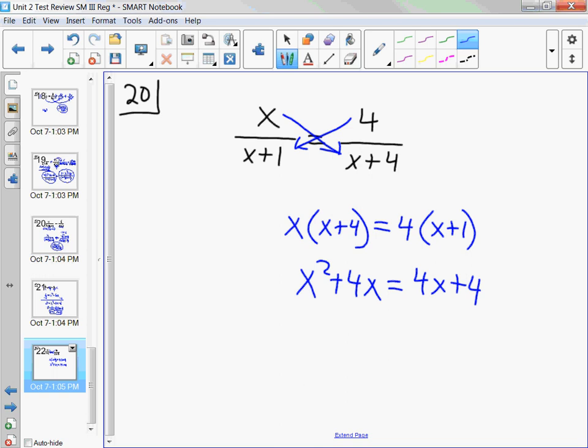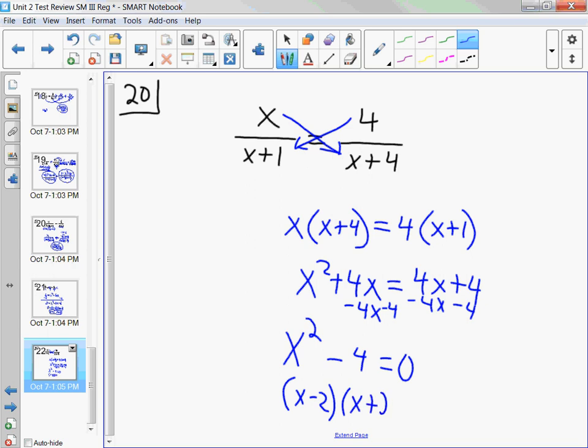I move everything to the left side. So I'm going to minus 4x, and my x's are gone. And I'm going to minus 4 from both sides. And so I'm going to get x squared minus 4 equals 0. And that factors to be x minus 2, x plus 2. Once again, that's a difference of squares. And so my solutions are 2 and negative 2.